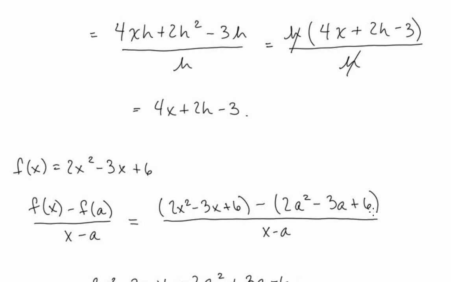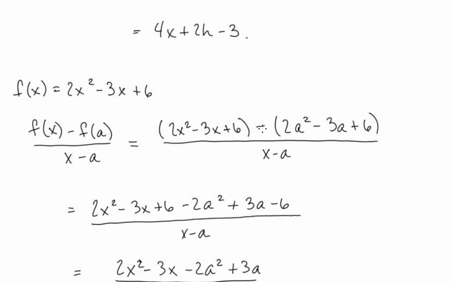Here's f of a. Again, we want to make sure to use parentheses here so that we subtract off the entire function and we get our signs correct here. So let's distribute this negative sign. So we have minus 2a squared plus 3a minus 6. And let's simplify our numerator. So we notice that we have a plus 6 and a minus 6 here.